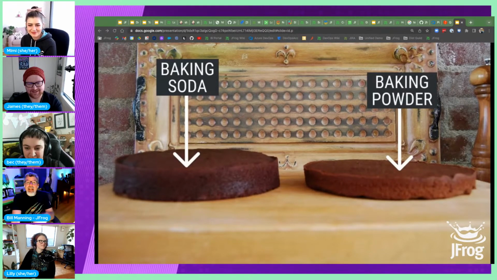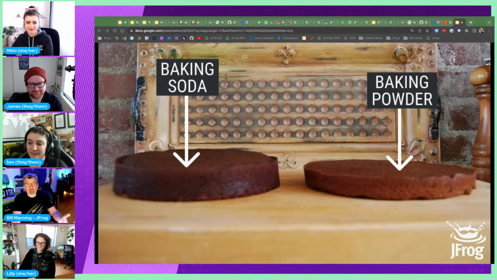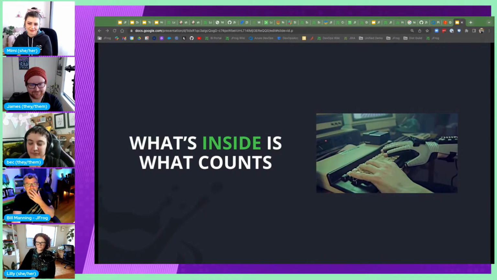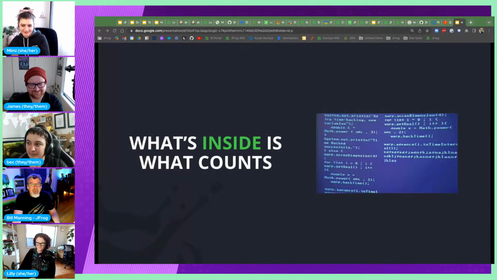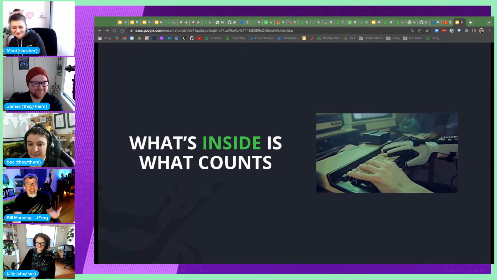But the thing is, these are things that are like software, right? Things change between versions, and how do you keep up with it? How do you know? How do your customers know that something happened? So what it comes down to is all the pieces that are inside. The whole idea is, what's inside that counts.